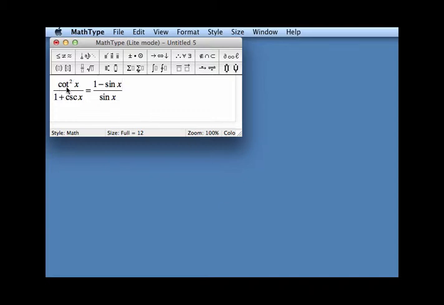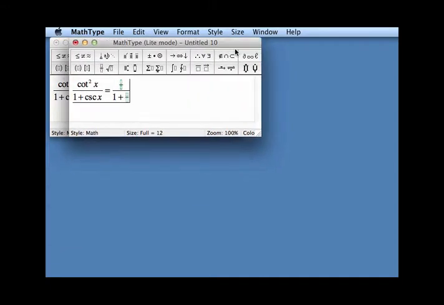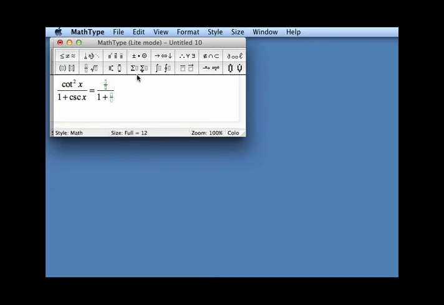Our goal is to turn cotangent squared of x divided by 1 plus cosecant of x into 1 minus sine of x over sine of x. And so one approach that, again, is fairly common is to convert things into sines and cosines. And so if we do that, let's look at what that looks like. Cotangent squared is the same thing as cosine squared over sine squared. And cosecant is 1 over sine of x.